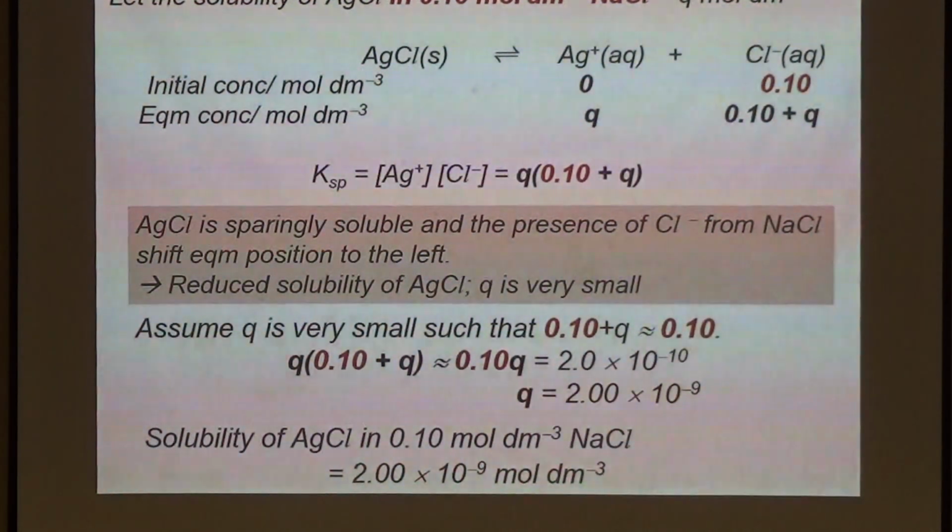So the solubility of silver chloride in 0.1 mole per dm cube is 2 times 10 to the power minus 9, as opposed to the previous answer, where it's 1.41 times 10 to the power minus 5. So it is 4 orders of magnitude difference, which is 10,000 times.